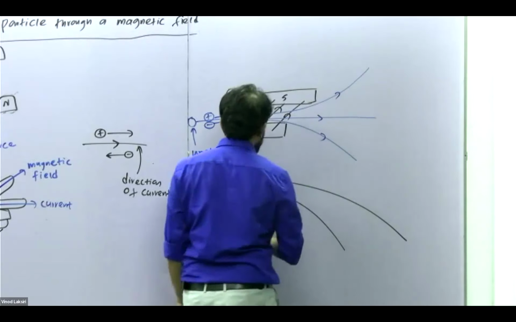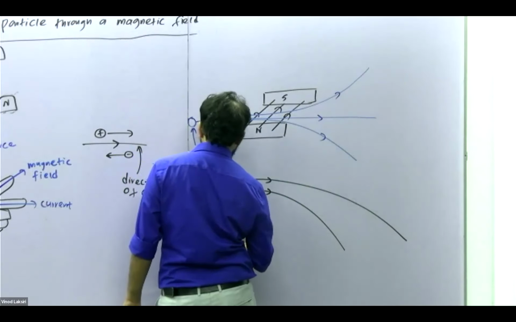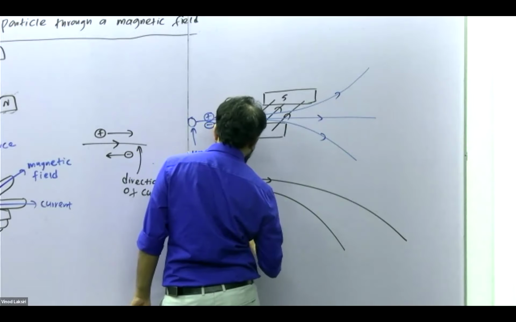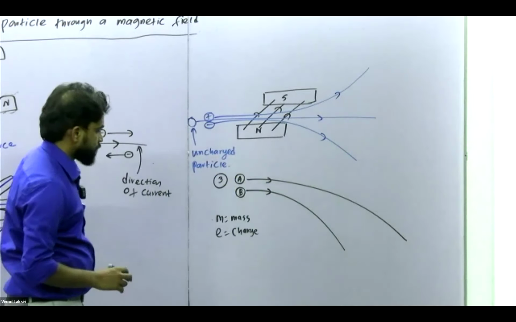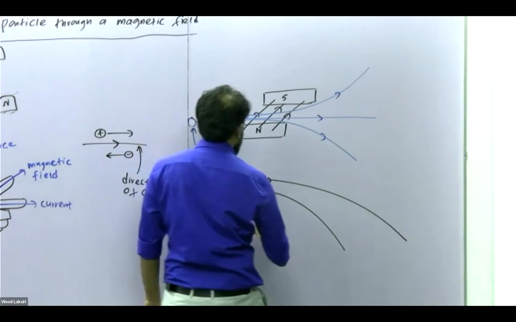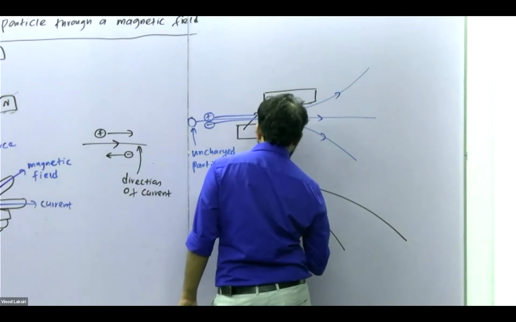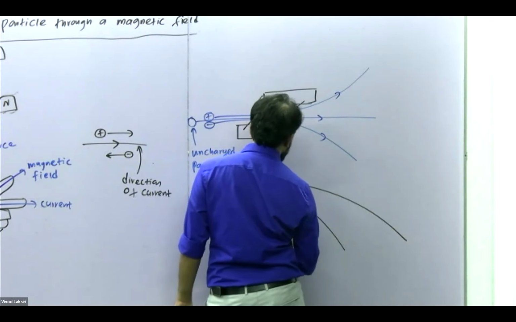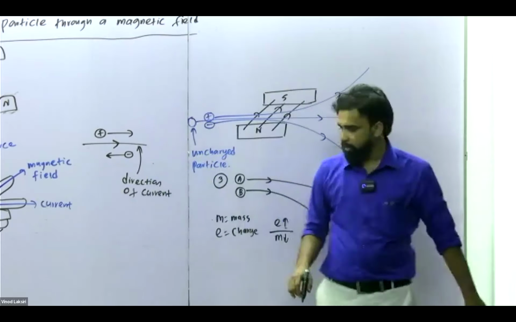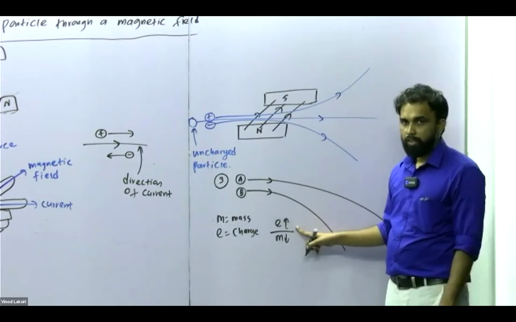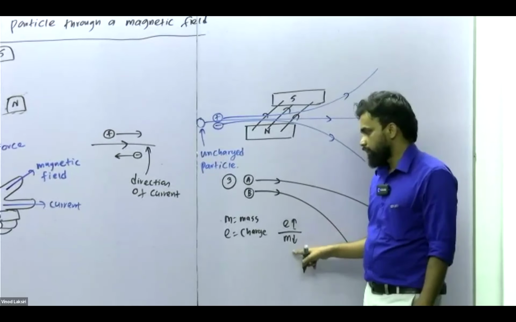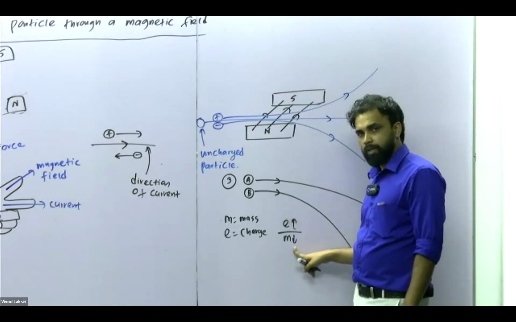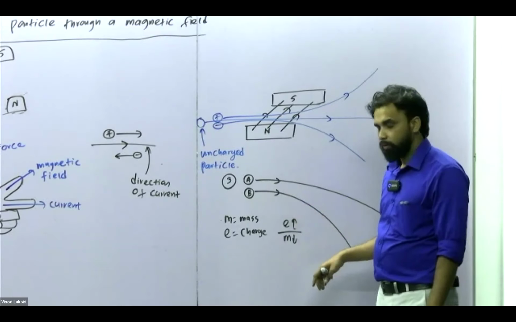So this magnitude of the deflection depends on two factors. What are the two factors? Mass and charge, e. The magnitude of the deflection depends on mass and charge. Mass should be decreased and charge should be increased, right? With increasing the charge and with decreasing the mass, the particle deflects more, right?